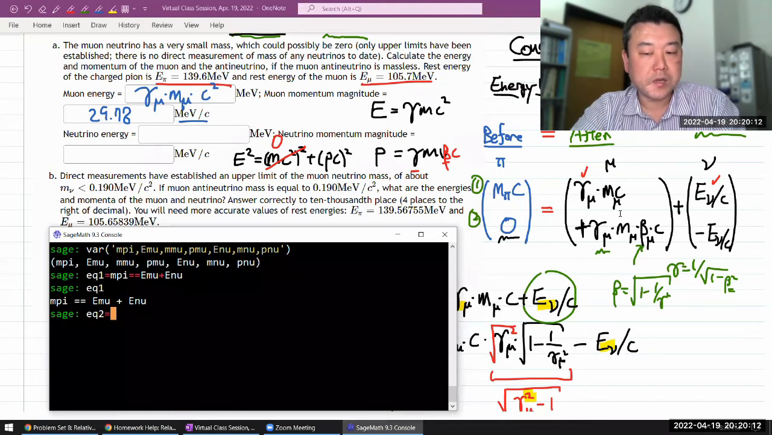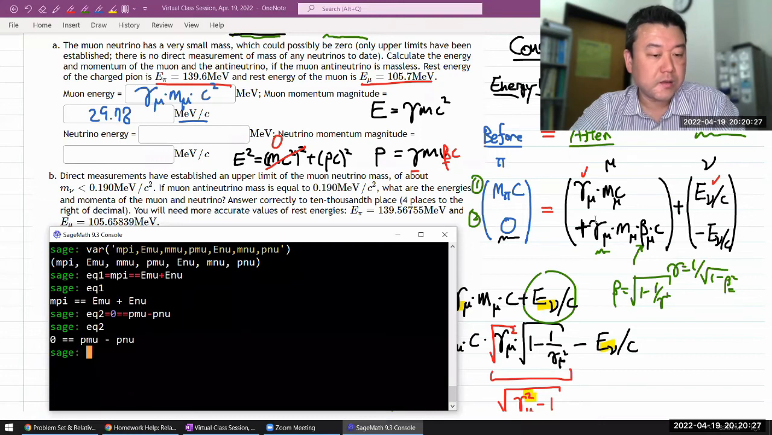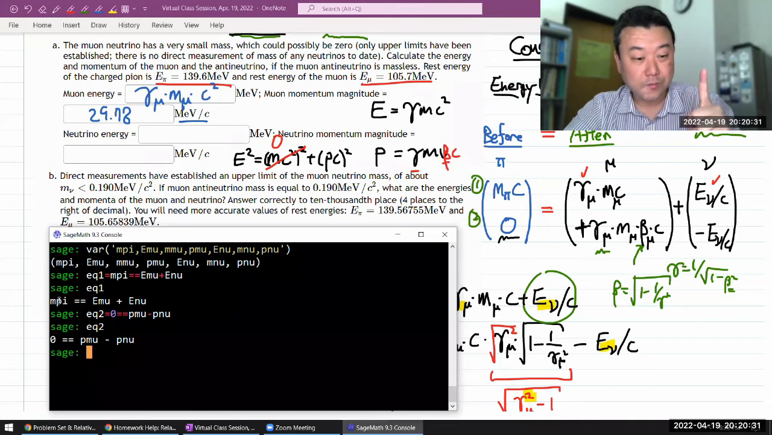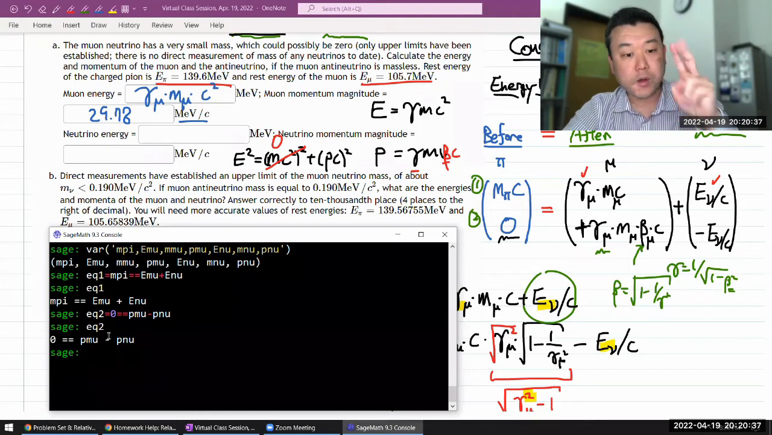Equation two, that would be my momentum conservation equation. Zero is equal to momentum of the muon minus momentum of the neutrino, or going in the opposite direction. Now, as you look at these two equations, you have two equations, that's known. One, two, three, four unknowns. That means you need two more equations to be able to solve this system of equations.